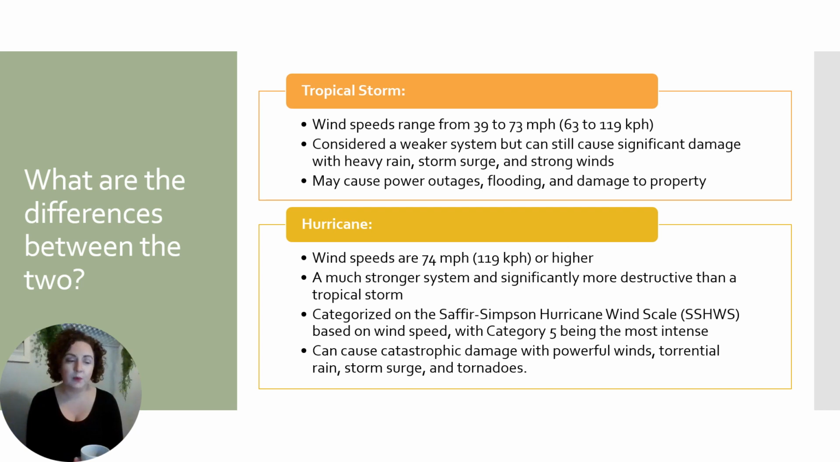So a hurricane, as we've talked about, has winds sustaining 74 miles per hour and greater. It's a much stronger system, which means it can cause more destruction in the end. We have an actual categorization system, the Saffir-Simpson hurricane wind scale. I don't know why that's so hard for me to say, but essentially it gives categorizations, which can then lead to naming, which I'll talk about in a second. And it can cause catastrophic damage from powerful winds, tornadoes, rain, storm surges, all that nastiness.